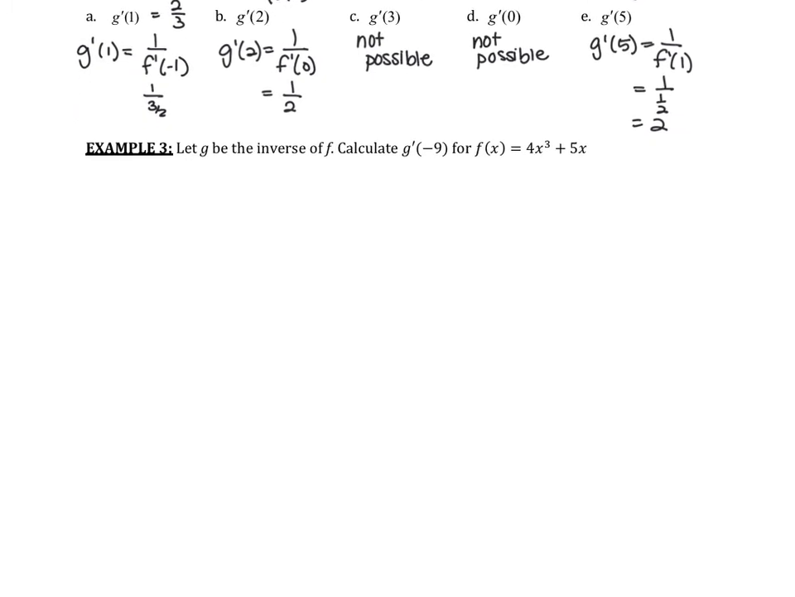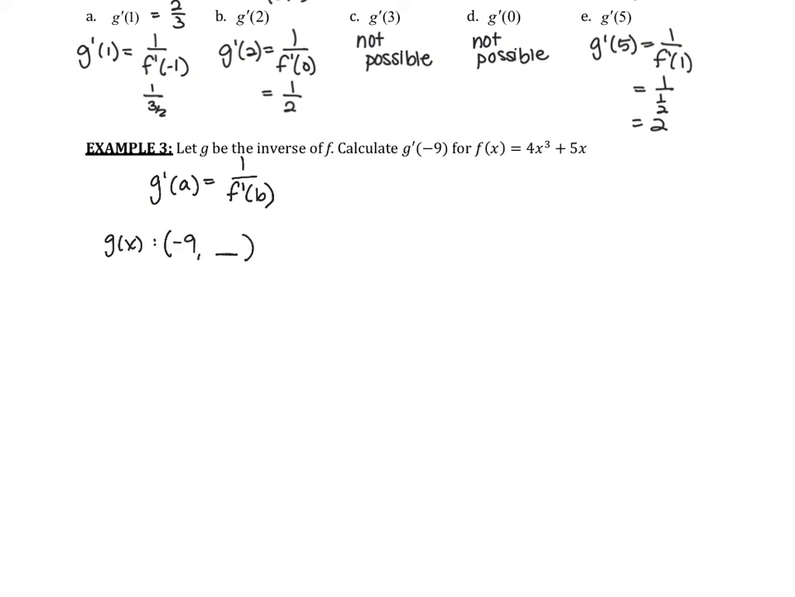So in this example, it says, let g be the inverse of f, and we want to calculate g prime of -9 for the function f of x equals 4x cubed plus 5x. Okay, so using the formula that we have found, we would say that g prime of a equals 1 over f prime of b.